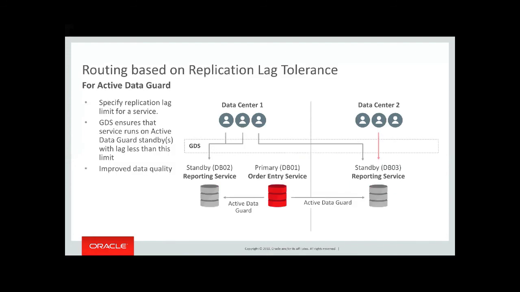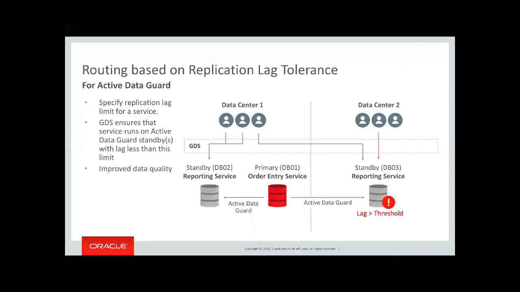This is an interesting one, routing based on replication lag tolerance. In this scenario, I have a database and a local standby in one data center, and also have a remote standby in another data center. Many times when you have a remote standby, because of network issues, etc., this particular database in the remote data center may lag, right? And if you're running your business reporting workload on that standby, they may be seeing data that's not current, that's lagging behind, and maybe you may not want to do that.